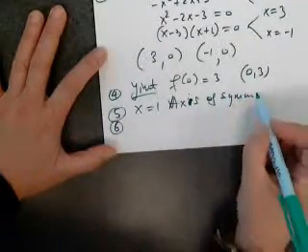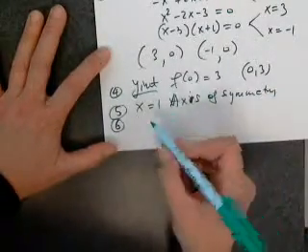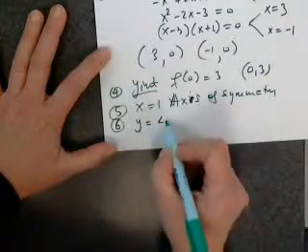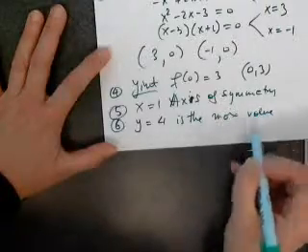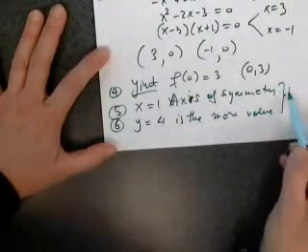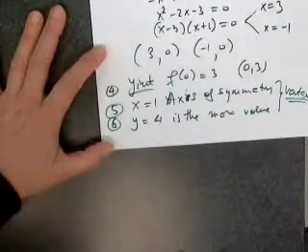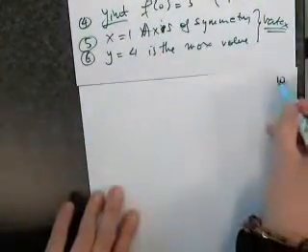I wanted to write a vertical asymptote for some reason. And y equals 4 is the max value. These two come from the vertex. Always. Yeah, it's the axis of symmetry and the max or the min. Yes. So number 10 I have here.